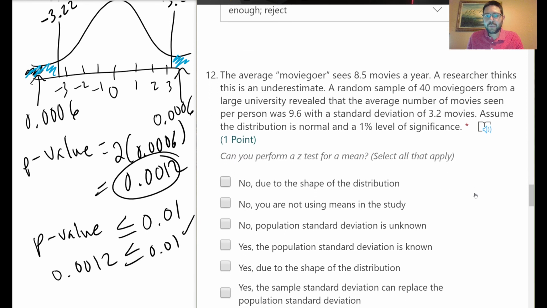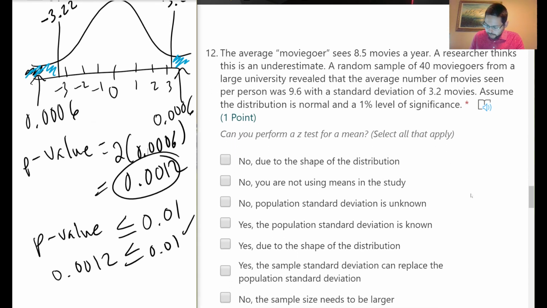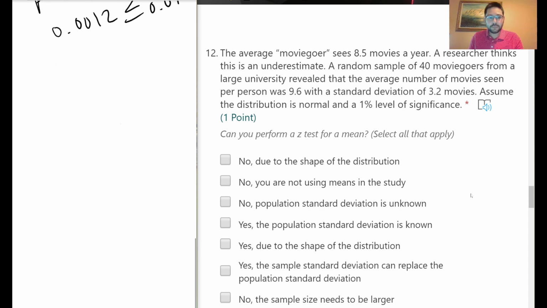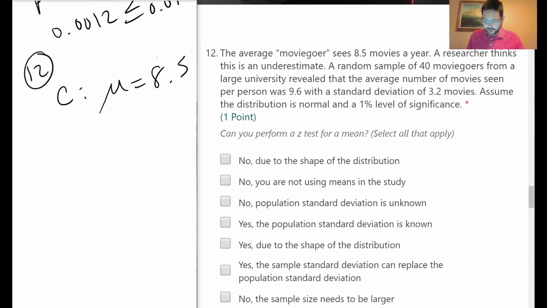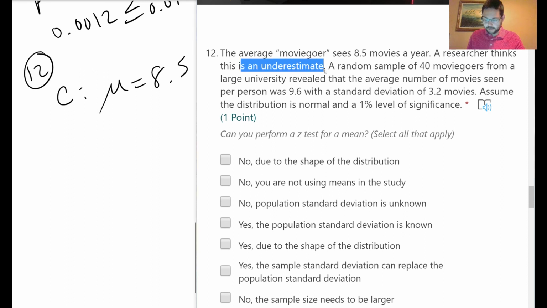All right. So we have another problem here. The average moviegoer sees 8.5 movies a year. That looks like a claim to me. So the claim is average mu is equal to 8.5. A researcher thinks this is an underestimate. Okay, so what does that mean? If the researcher thinks it's an underestimate, that means the researcher thinks that's lower than what it should be, right? So that means that the researcher thinks that it should be higher.